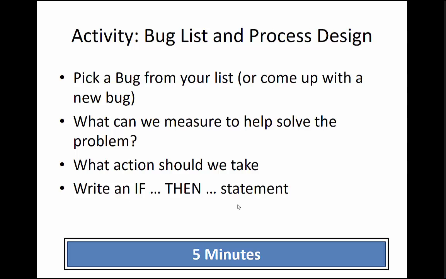What can we measure? What data can we use to help solve the problem? Maybe use the data collection examples from the quantified self example. Then let's determine what action we should take, and we'll write an if-then statement. I give the students about 5 minutes to do this so that they come up with all their plans, and then have them share and talk about how they could improve it, different things like that.